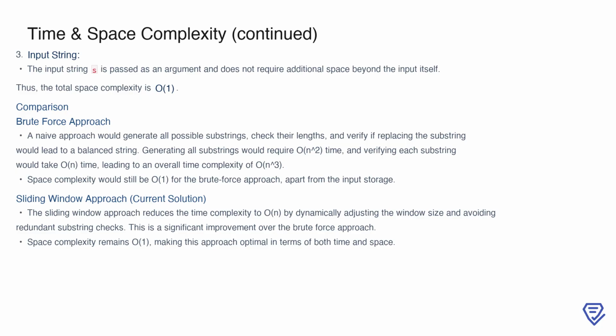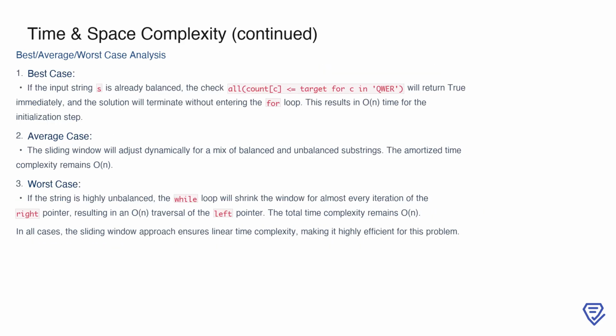Space complexity for the brute force approach would be 1, excluding the input storage. In contrast, the sliding window approach avoids redundant substring checks by dynamically adjusting the window size, which reduces the time complexity to n. The space complexity remains 1, making the sliding window solution far more optimal in both time and space. Finally, let's analyze the algorithm under best, average, and worst case scenarios.